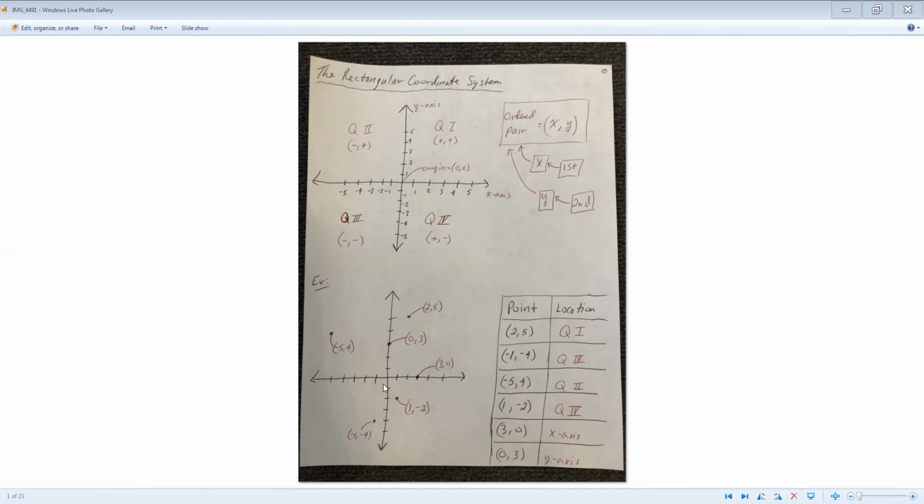3, 0: I start at my origin, go to the right 3, and then I go nowhere for Y because Y is 0. And so that would leave me on the x-axis. I would not be in any quadrant because Y is 0, so I would be on the x-axis. Then for the point 0, 3, I would not move left or right because my x component is 0. Then I would go up 3, and that would leave me on the y-axis. That's how you would graph your ordered pairs.